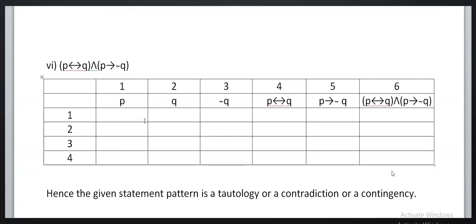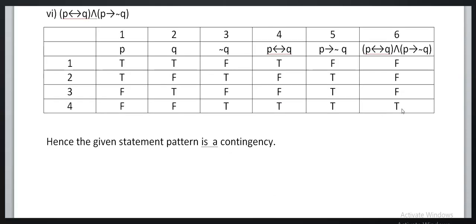Next is the sixth one. That is P double implication Q, and P implies negation of Q. Therefore, we write here P, Q, negation of Q, P double implication Q, and P implies negation of Q. Now write down first. P is TTFF, Q is TFTF, negation of Q is FTFT.